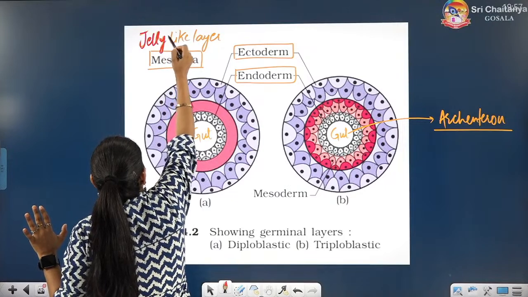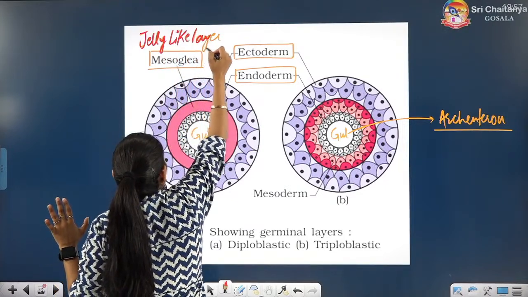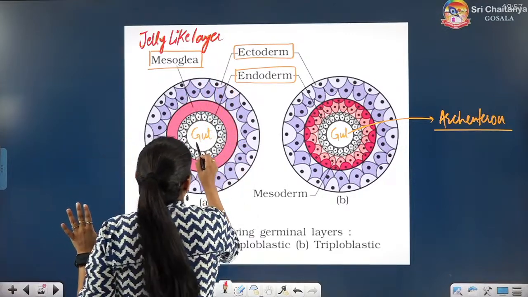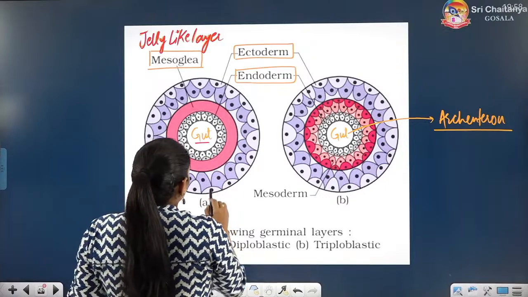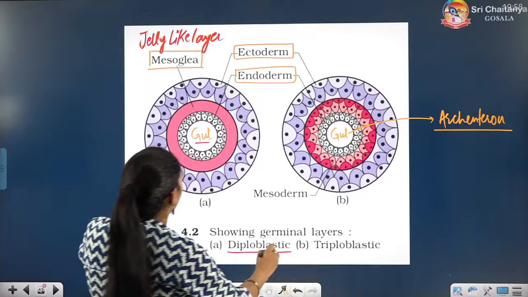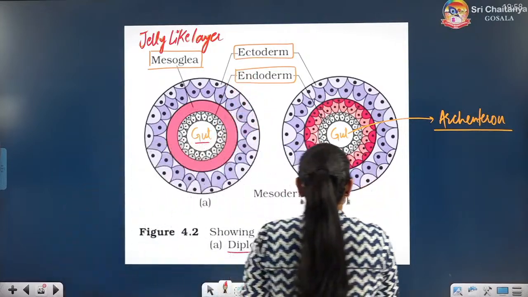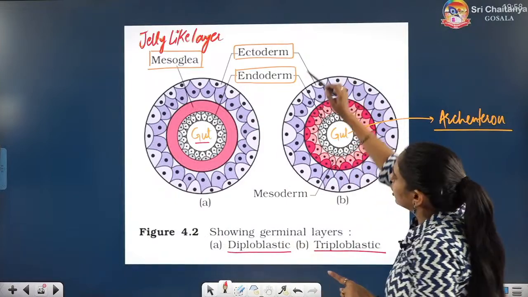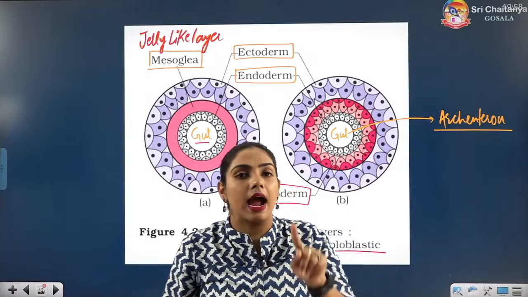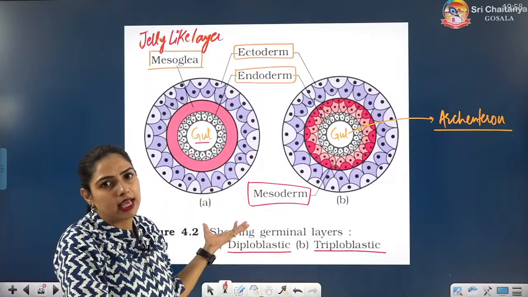I think this orange is not that visible, so I am writing it again. So this is a jelly-like layer, okay, and here you can see the gut. Now, in case of diploblastic animals, you will find only ectoderm and endoderm, and in case of triploblastic, you will find all the three germ layers: ectoderm, mesoderm and endoderm. I have told you the examples of all these organisms as well.